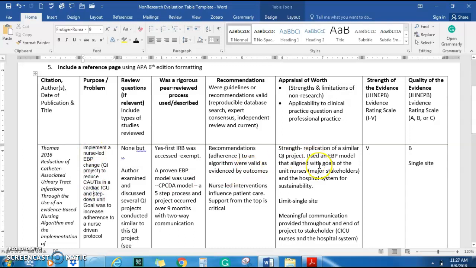Okay, so the strength of this was, in my opinion, they did replicate similar QI projects. So they really looked at the evidence out there, and you can look at the references as well. They accessed and looked at studies, and they used a proven evidence-based model, and this model did align with the goals of what they were trying to achieve. Okay, and they also wanted to look at sustainability, and this project actually ended up going over 9 months.